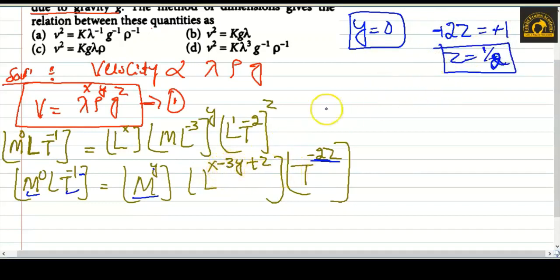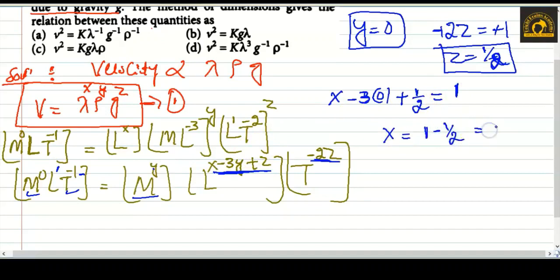Then put the z and y values. For x, in this equation the power of L is 1. So x minus 3 into y value, which is 0, plus z value, which is 1 by 2, that is equal to how much? 1. So then x is equal to 1 minus 1 by 2, that is equal to 1 by 2. So x is 1 by 2, y is 0 and z is 1 by 2.